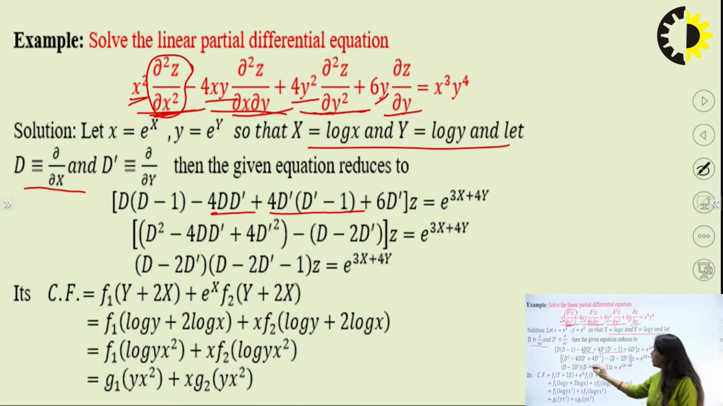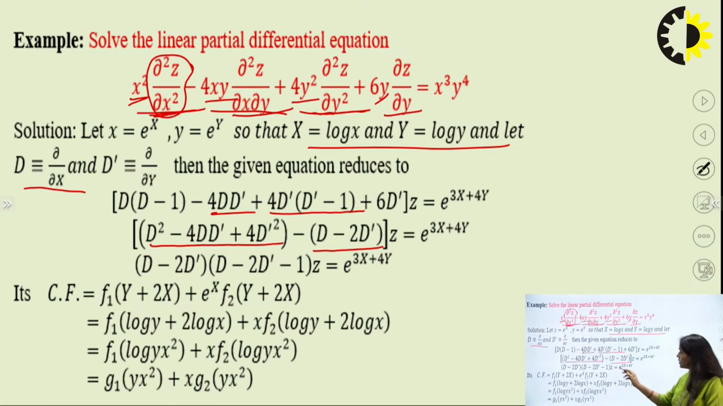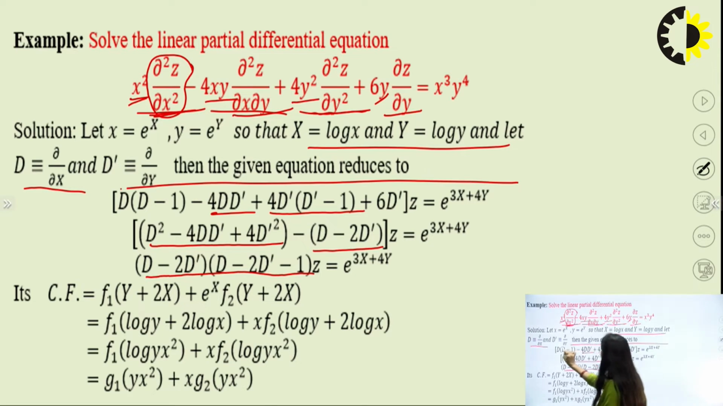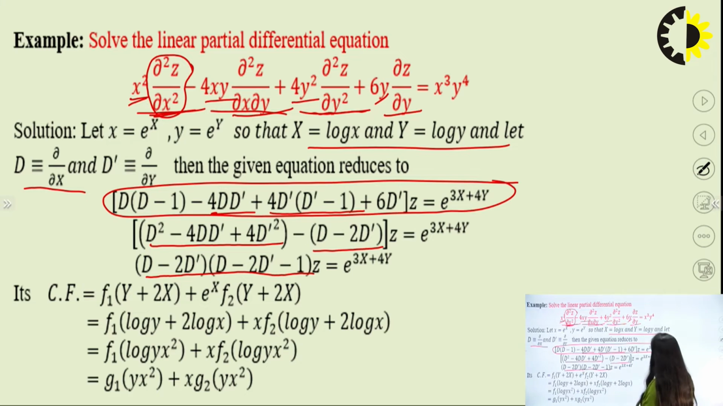So on solving this, we get D² - 4DD' + 4D'² - D - 2D'. Again on solving, we get (D-2D')(D-2D'-1)z is equal to e^(3x+4y). First of all, we see this equation, and after that we will see this equation.